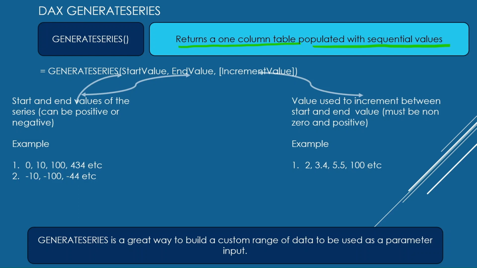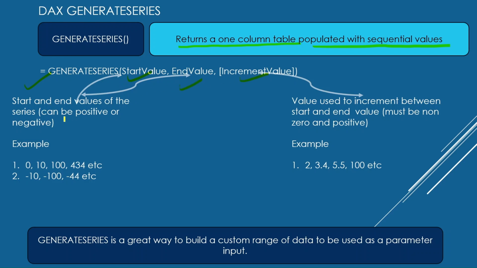So whenever there is a requirement that we need to create a one column table and the values must be populated sequentially, with a start value, an end value, and a sequence, we use this function. This is the signature of the GENERATESERIES function. This is the start value, this is the end value, and this is the increment.